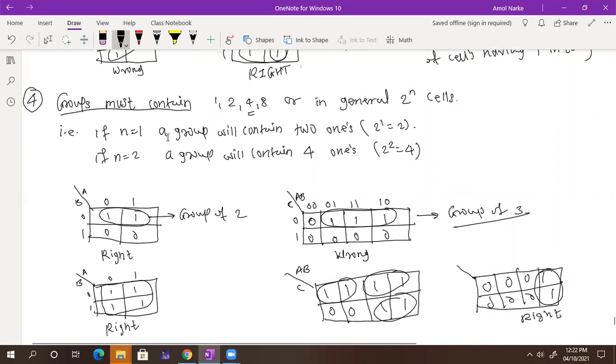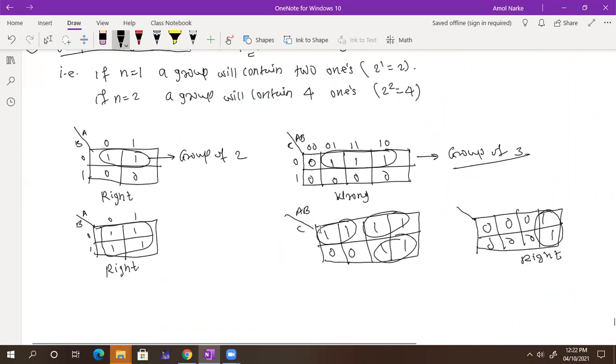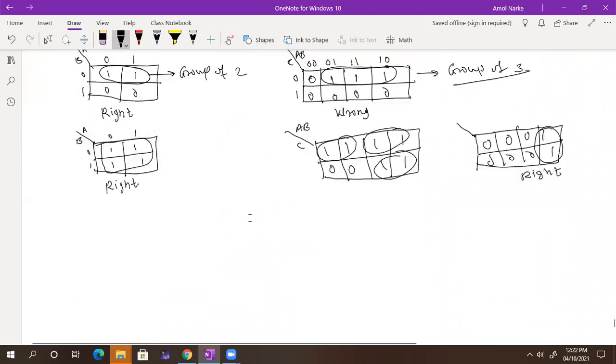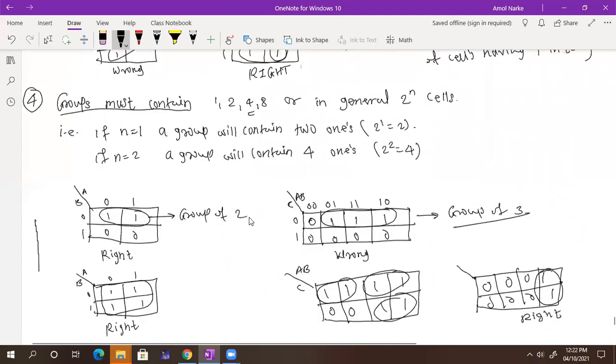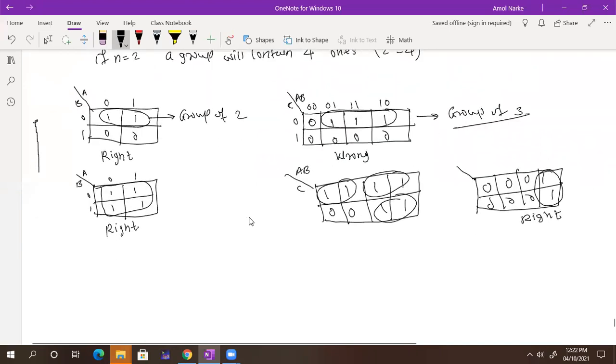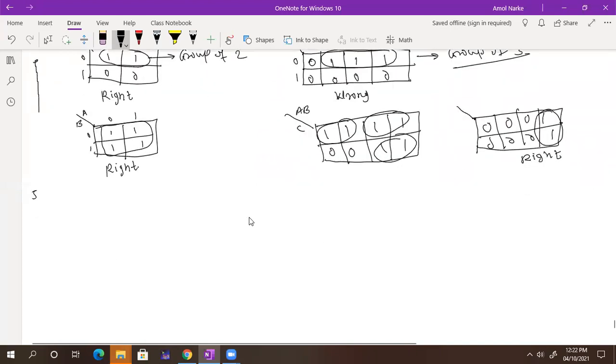Okay. So at this point I can write down one more remark. The 5th remark you can write down: each group should be as large as possible. So here we have taken 2, 2. It is wrong. So each group should be as large as possible.